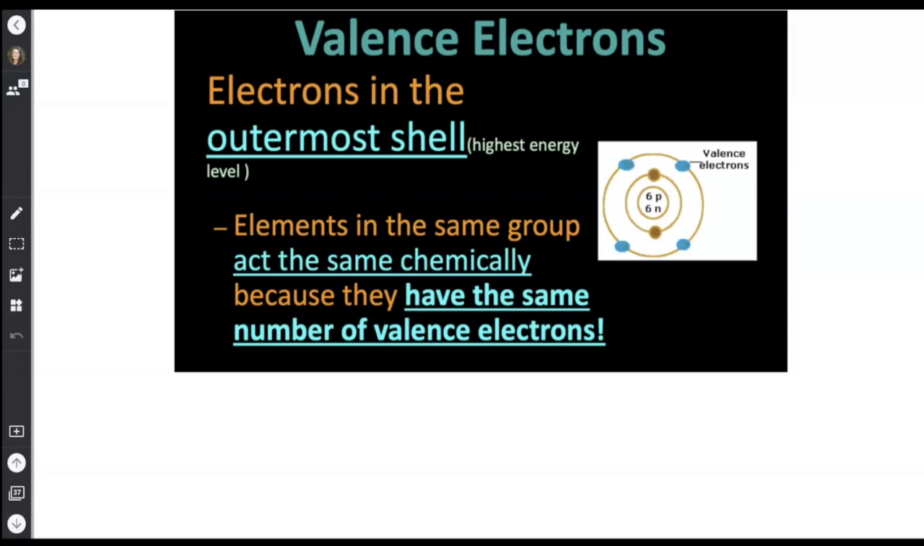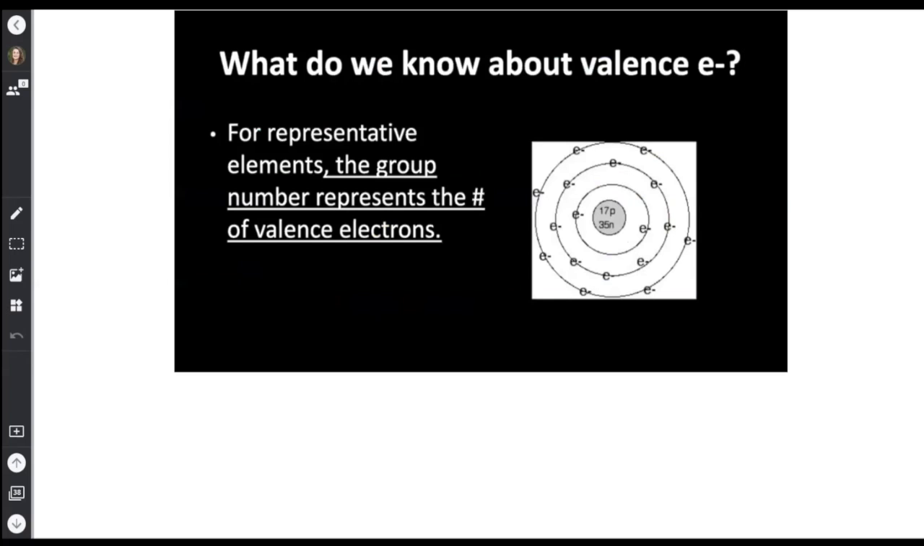All right, because they have the same number of valence electrons. Valence electrons determine how they bond, what they bond with, etc. All right, they determine their chemical properties. So what we know about valence electrons is that the group number represents the number of valence electrons.